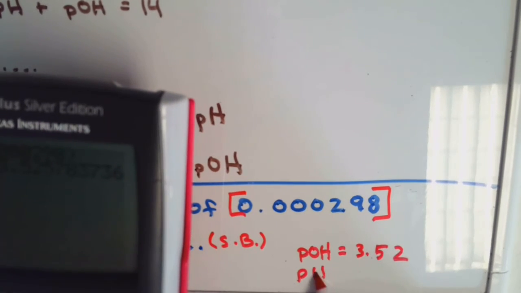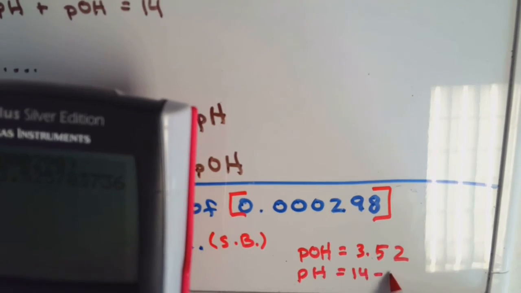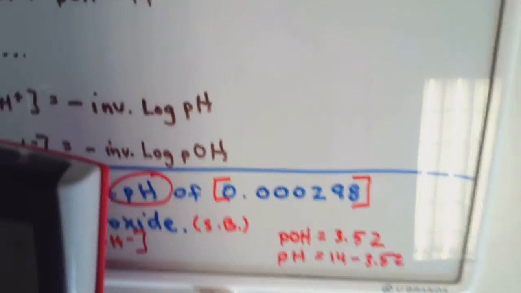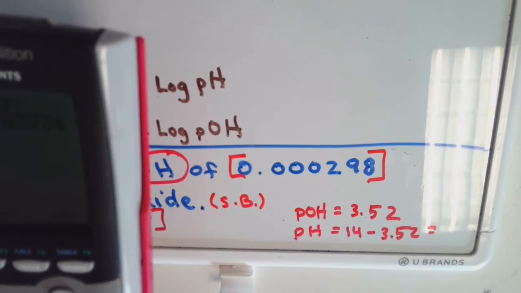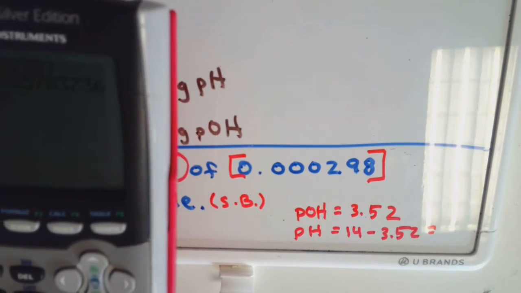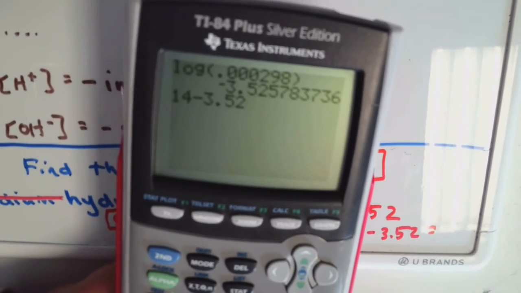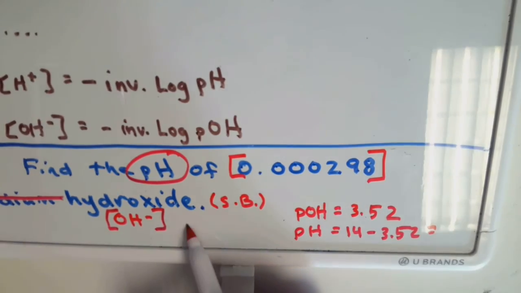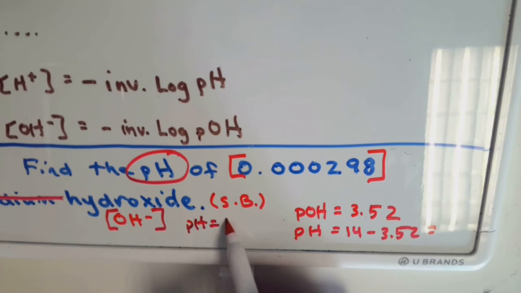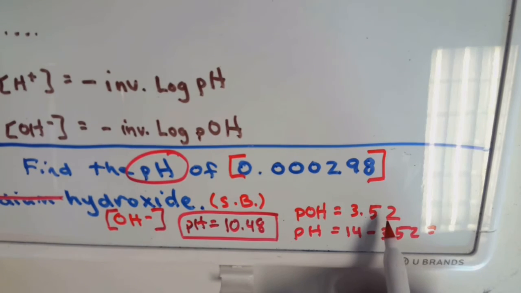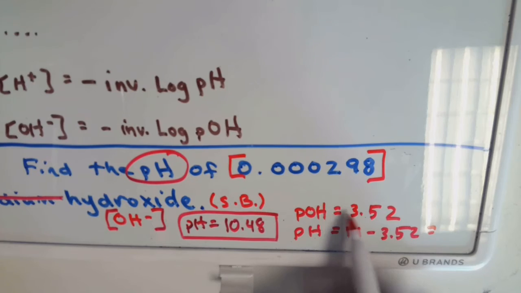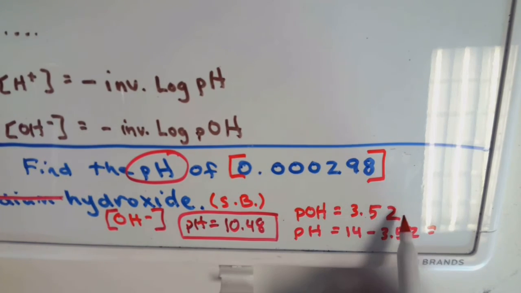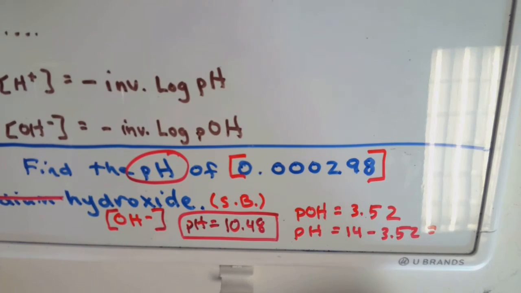So the pH, what we're looking for, is going to be 14 minus 3.52, which is 10.48. So our pH equals 10.48. So we know this is basic. You already knew it was basic because the pOH was low. And if the pOH is low, that's the pOH scale, so when you go small, it's more hydroxide. So that is one way.